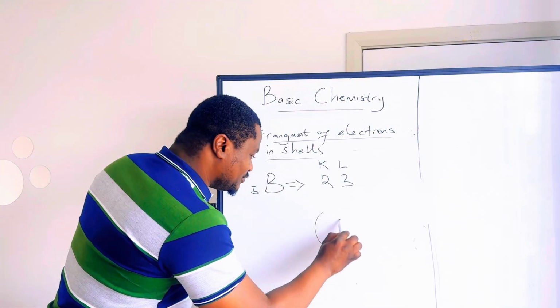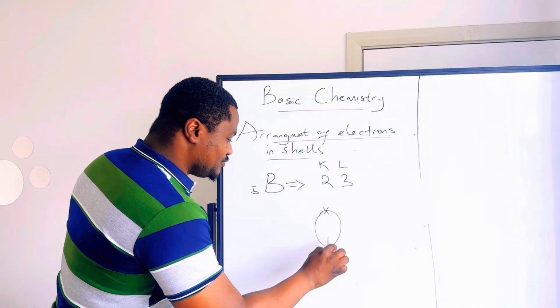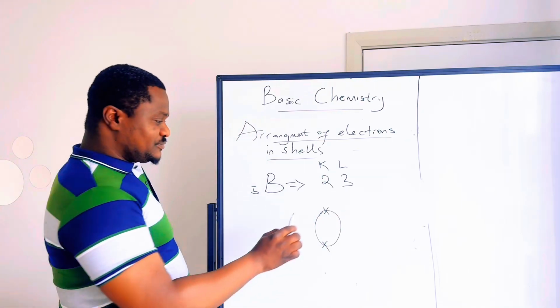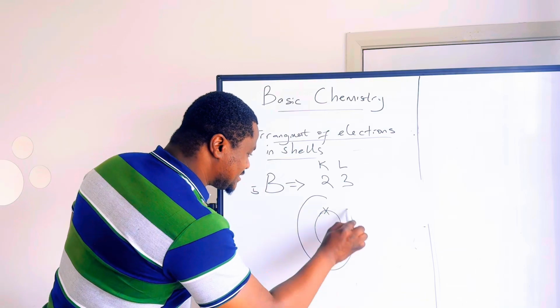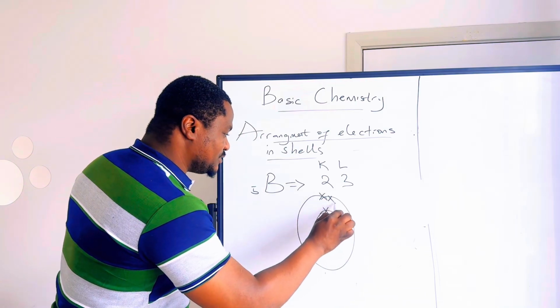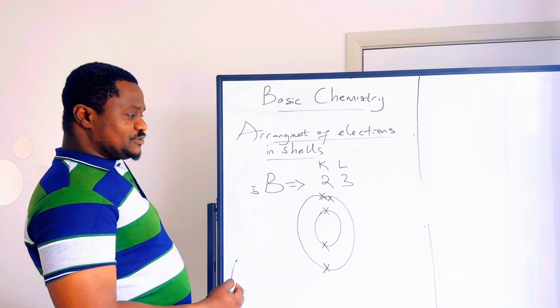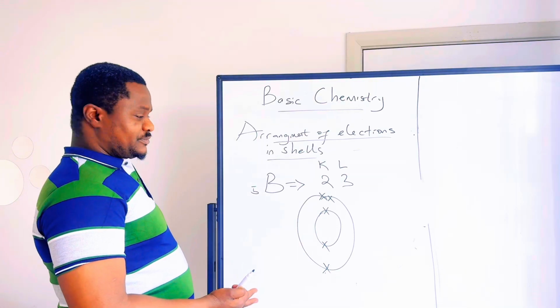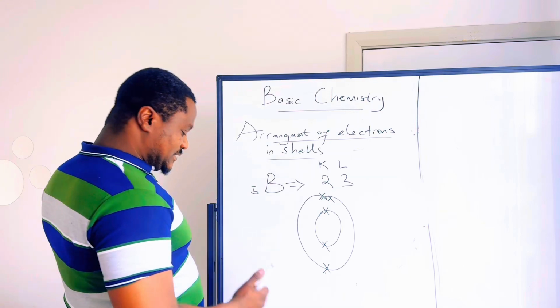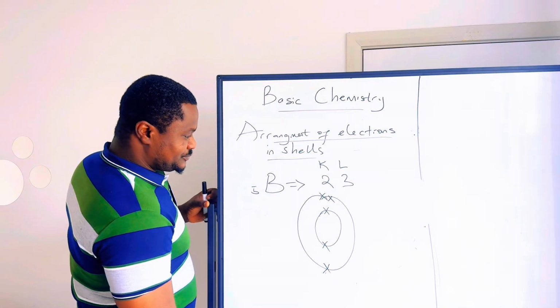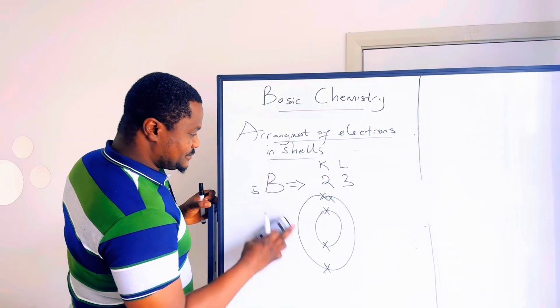Now, the first one, remember it has 2. You designate it this way, 2. Now, the second one, it has 3. You designate it this way, 1 and 3. That is the shell of what? Boron, 2, 3. Are you getting me? Now, let's take another example so you understand better what I'm saying.